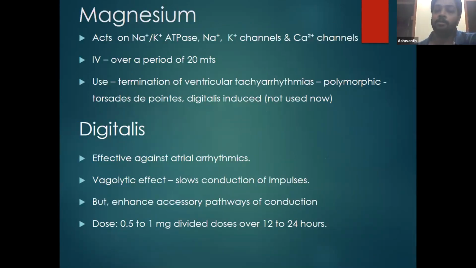Magnesium acts on sodium potassium ATPase, sodium, potassium, and calcium channels. It is given IV over a period of 20 minutes and used for termination of ventricular tachyarrhythmias, torsades de pointes, and digitalis induced tachyarrhythmias. Digitalis is effective against atrial arrhythmias. It has some vagolytic effects, thereby slowing down conduction of impulses, but enhances accessory pathways of conduction, leading to digitalis tachyarrhythmias. A dose of 0.5 to 1 milligram in divided doses over 12 to 24 hours is given.